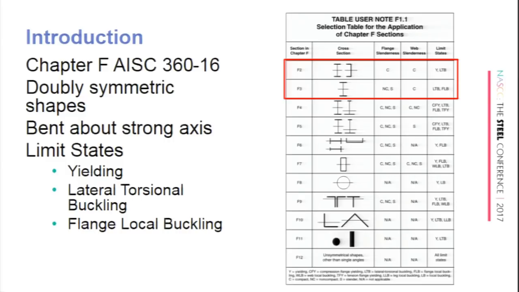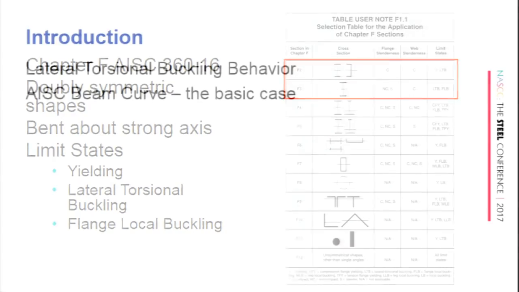We'll really limit today's talk to doubly symmetric shapes bent about their strong axis. For the limit states of yielding, lateral torsional buckling, and flange local buckling, we'll talk about a little bit as well. And at the end, we'll give you a whole host of other resources that'll go deeper into each of these topics and cover some additional topics as well.